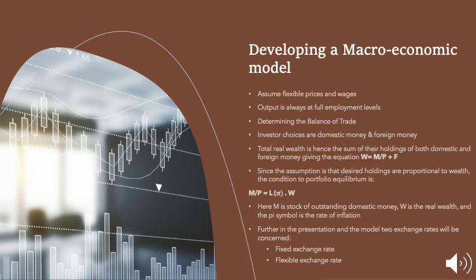In this model, the economy is assumed to have fully flexible prices and wages, assuring that output is always at its full employment level. The balance of trade, which also turns out in the model to be the balance of payments on current account, will be determined by the difference between output and spending. Once we have determined that, we move to the investors, whose only assumed choices are domestic or foreign money. Both currencies bear a zero nominal interest rate.